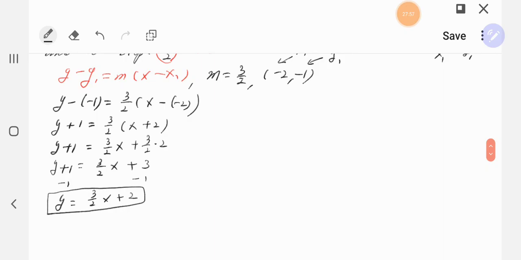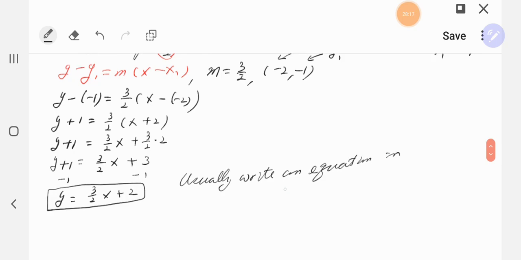So when we write an equation, we usually write the equation in slope-intercept form. Usually we write it like this.